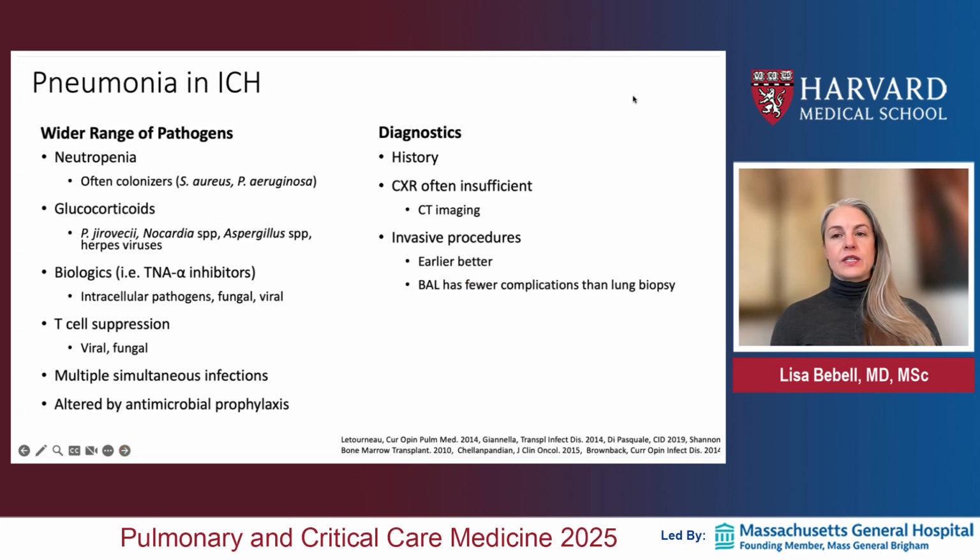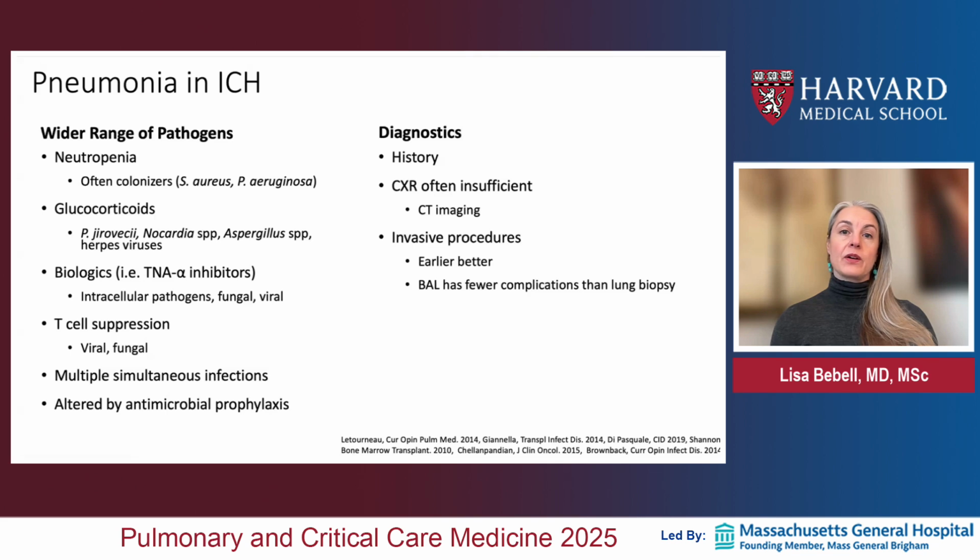I wanted to review the pathogens that commonly cause pneumonia in our immune-compromised host and remind you that there's a wider range of pathogens, especially in the context of neutropenia, that can cause pneumonia in these critically ill patients. Often colonizers cause this, and in the setting of glucocorticoids, pneumocystis, nocardia, and aspergillus become very common, and so do herpes viruses. In the setting of biologics, especially the TNF-alpha inhibitors, intracellular pathogens can really come out. And for T cell suppression, viral and fungal infections become common. So it's important to remember the net state of immunosuppression and look at those specific contributors for your patient.